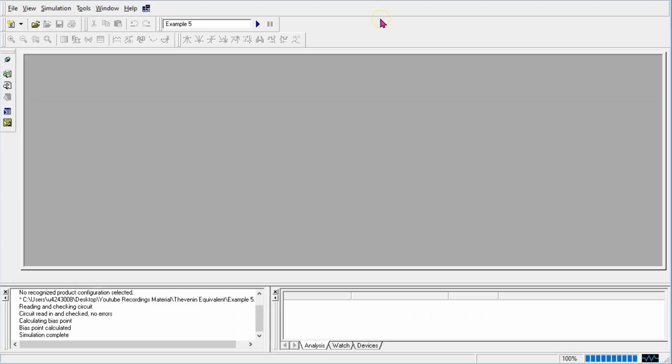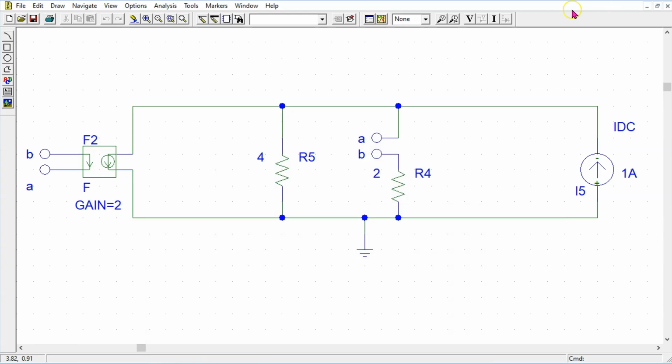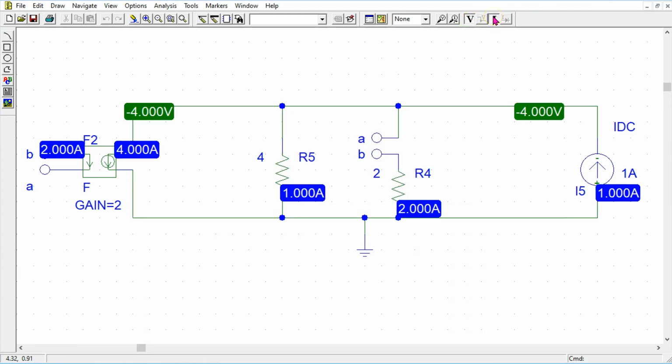So this can be done by simulating and then enabling voltage bias voltage and bias current display. So here we can see that VT is minus 4 volts and IT is 1 amp. Therefore, R Thevenin is minus 4 over 1, which is minus 4 ohms as expected.